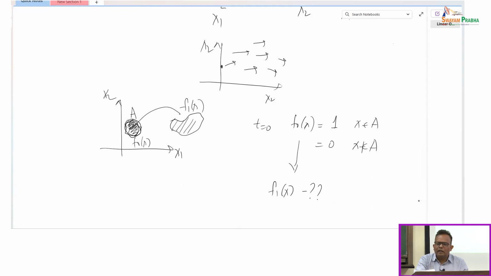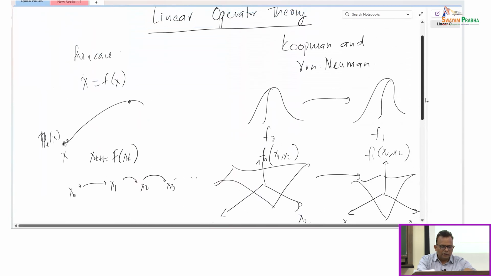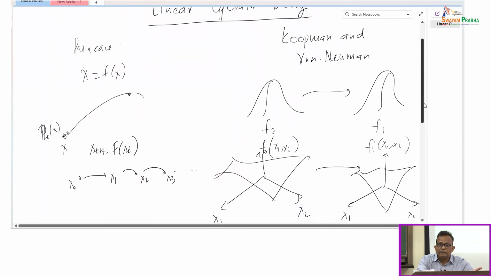How can I describe the connection between f0, which is my initial location of dye, and the location of dye at some later time, f1 of x? Does that make sense? And how are these evolving? They are evolving because there is an underlying vector field in this flow. The underlying vector field is still the same, coming from something like x dot equals f of x.